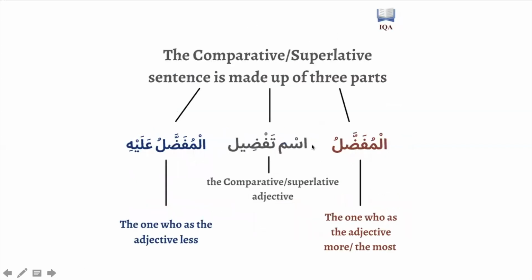So to break down this sentence, the comparative or superlative sentence is always made up of three parts. You have the mufaddal, which is the one who has the attribute more or the most. Then you have the ismu tafdil, which is the comparative or the superlative adjective. Then after the ismu tafdil, you're going to have the mufaddal alayh, which is the thing that has the attribute less. These terms are not very important for you to remember. The most important term to remember is ismu tafdil, or fi'lu tafdil, or af'alu tafdil. All these terms pretty much mean the same thing. So the most important thing to remember is the actual ismu tafdil. These two other terms here in black and blue and in red are not that important.